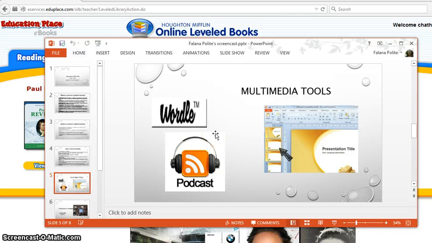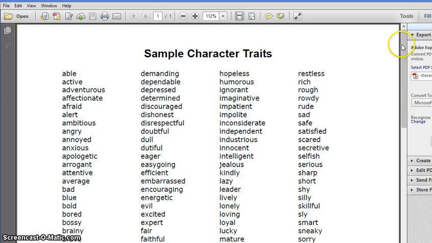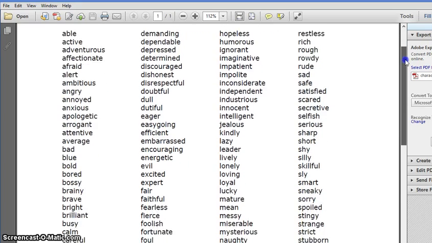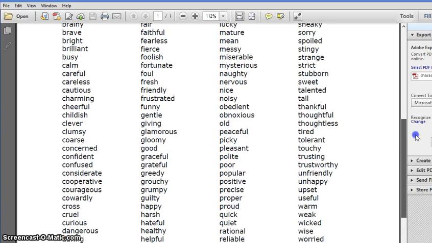They were assigned to find 5 character traits to describe Paul Revere and use the computer program Wordle to create a word wall. Students were also given a copy of a list of character traits to help them. Here is a list of sample character traits to give the students some ideas as they created their presentations.